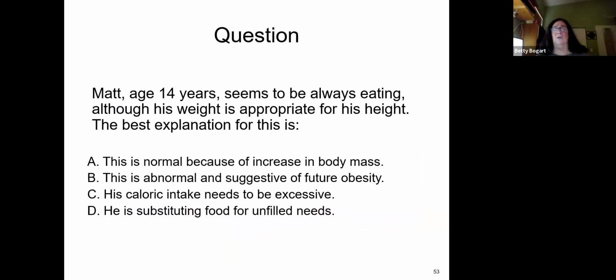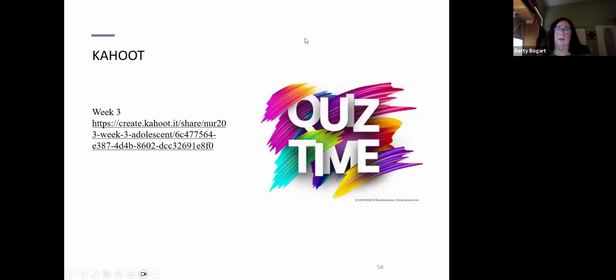So, Matt, 14 years old, seems to be always eating, although his weight is appropriate for his height. The best explanation for this is what? What happens at that early adolescent stage? Remember that 20 to 25% of their body weight is gained during that time because they're growing so much. So it is absolutely normal because he's getting bigger and taller because of the increased body mass. The answer is A. All right, let's go for another go.